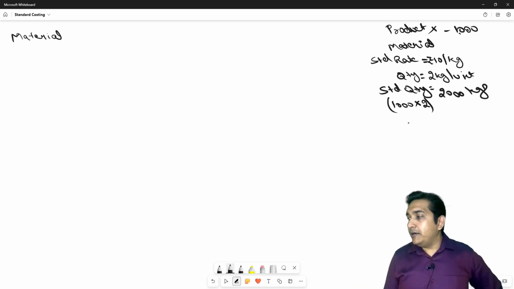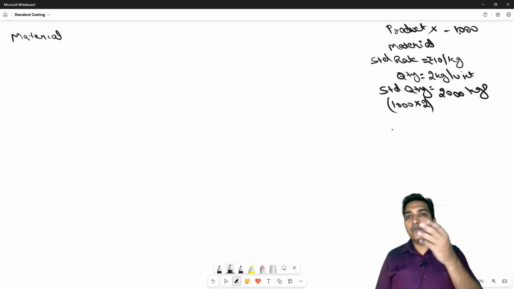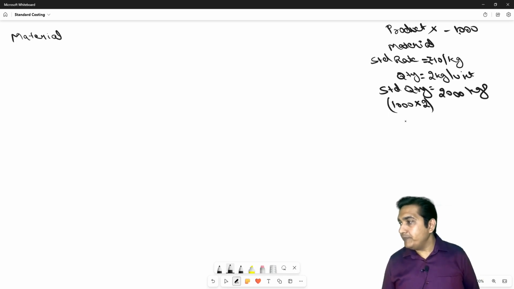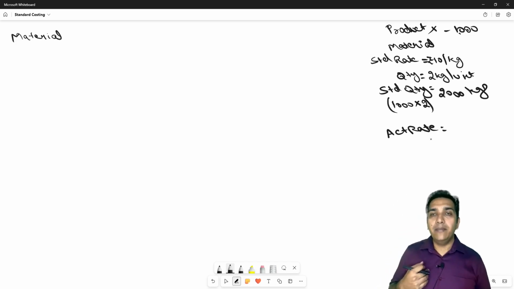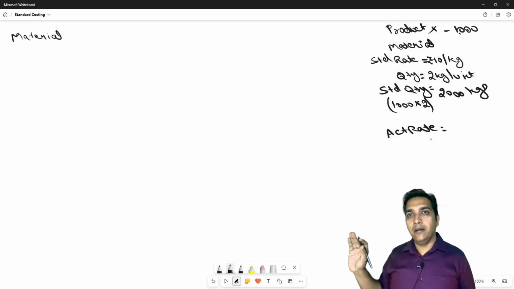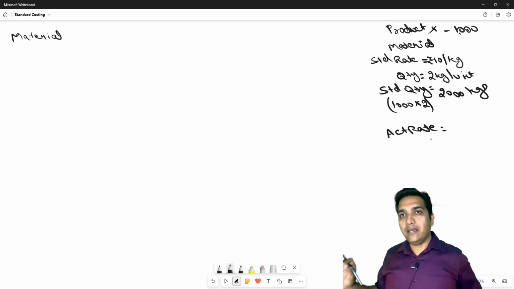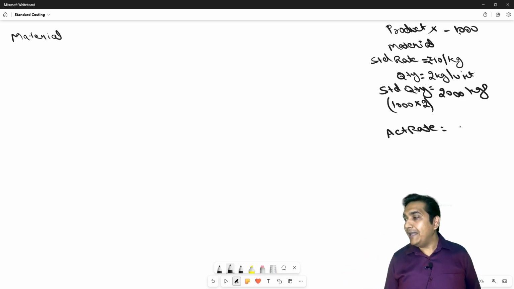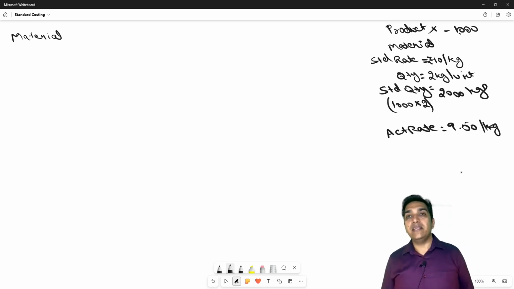Now, further, I produce 1000 units of product X. And when I produce, my actual rate: I had planned that I will buy per kg of material X at 10 rupees. However, I was able to buy it at 9 rupees 50 paise per kg.